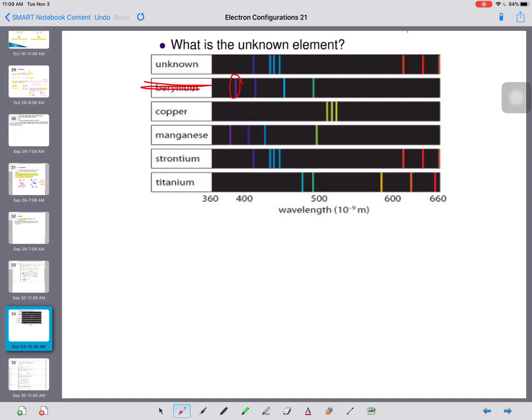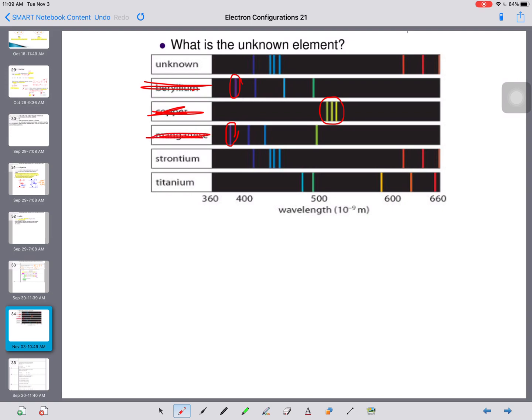Copper. Copper has these 3 green lines. The unknown does not have those 3 green lines. Manganese. Manganese, this first purple line, is not present in the unknown element, so it's not manganese.